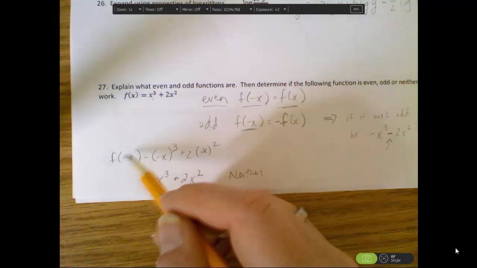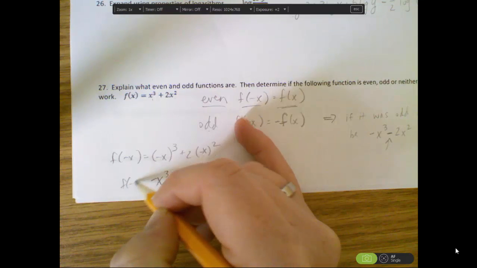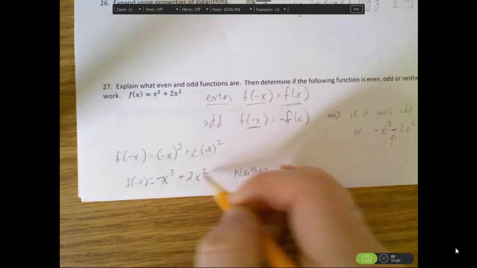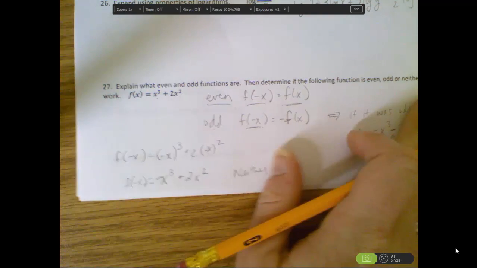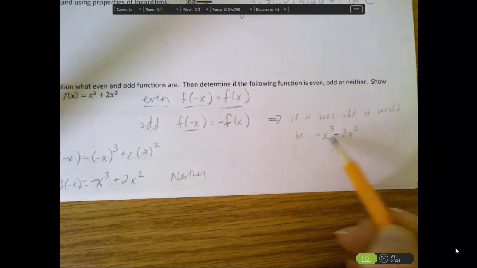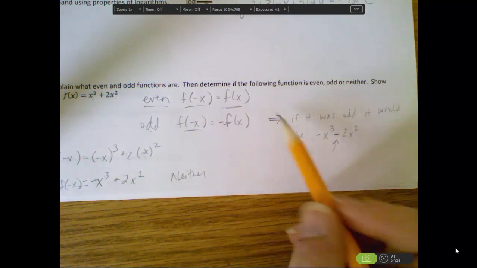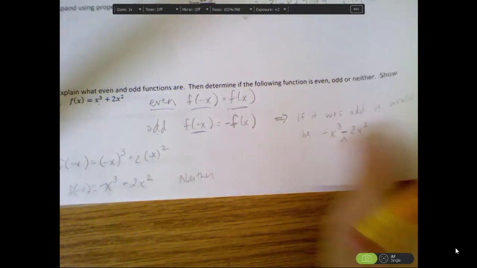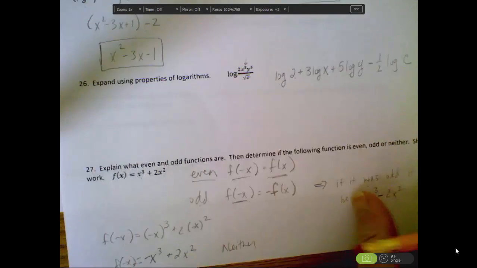So the final answer for f of negative x, and remember you have to keep writing this, is negative x cubed plus 2x squared. So that's neither odd nor even. I showed you over here, if it was odd, it would be negative x cubed minus 2x squared. The whole function would become negative, which means all the signs would change. Okay, you have to understand even and odd.